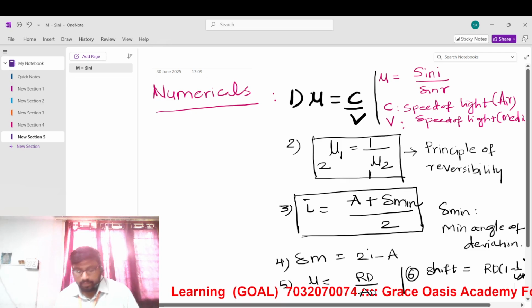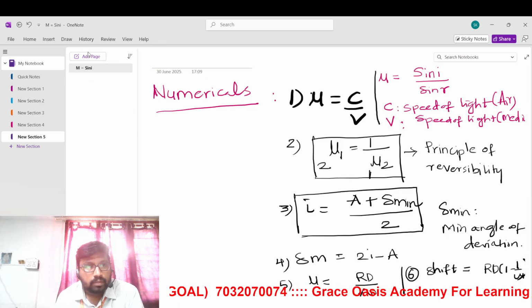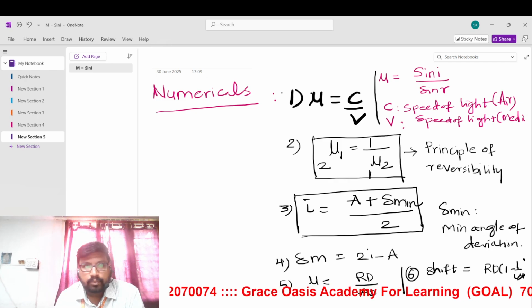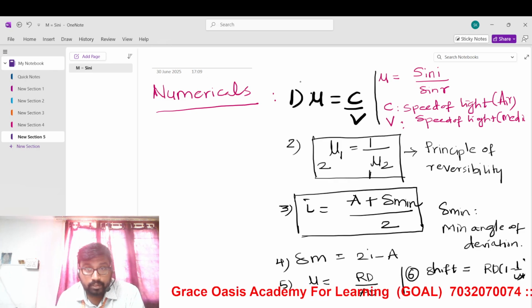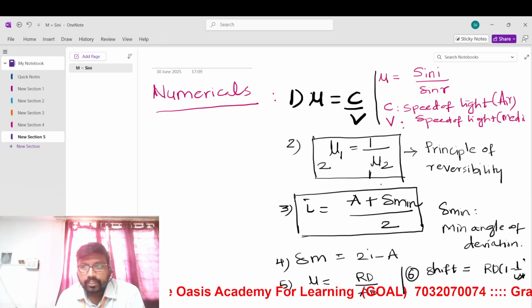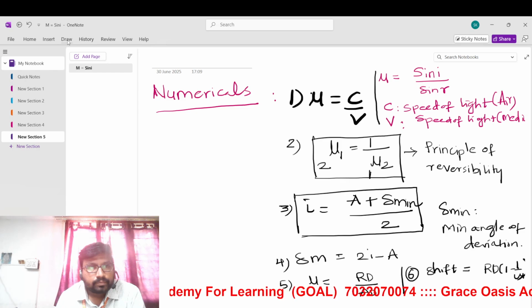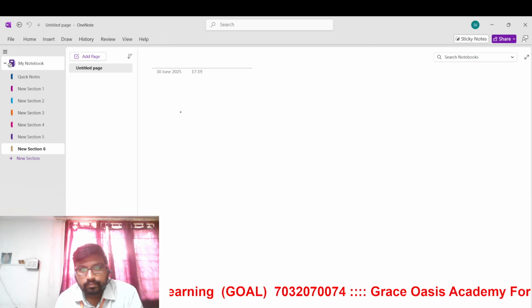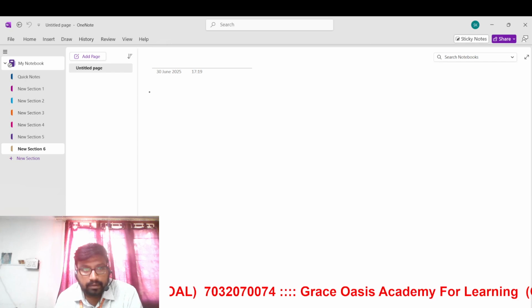So these are the five new formulas we are having. First two formulas from the exercise number 4A. So in that we'll see based upon the refraction of light. So sir, 4A first question. I will give you the questions. Don't worry.